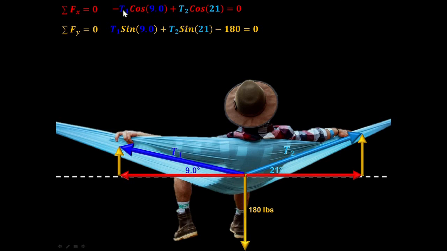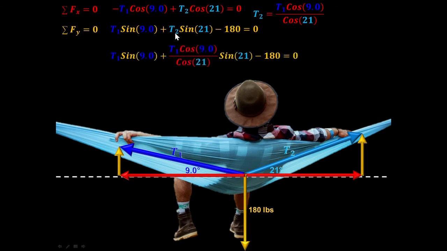The challenging thing here is that we have T1 and T2. We have two variables, so we have to use two equations. We will solve this equation for this variable here. I'm going to add that term to both sides. It's going to show up over here. I'm trying to get T2 by itself, so I'm going to divide both sides by the cosine of 21. So that's what I get here. So I've solved this equation for one of the variables. Now I'm going to substitute that into right there. So instead of saying T2, I'm saying all of that.